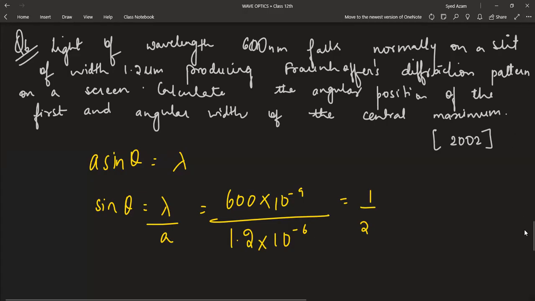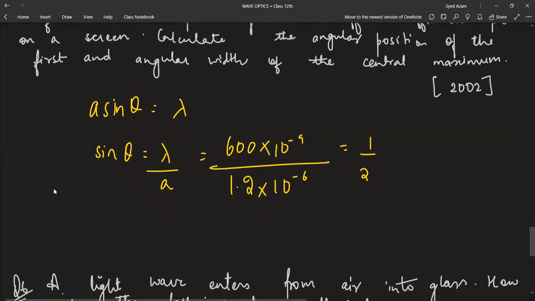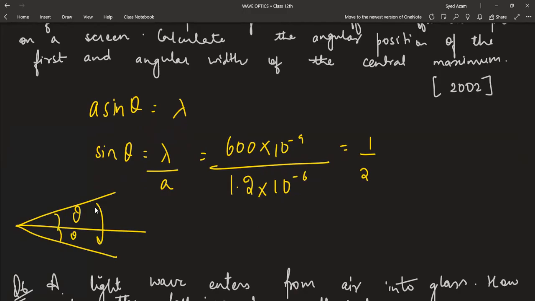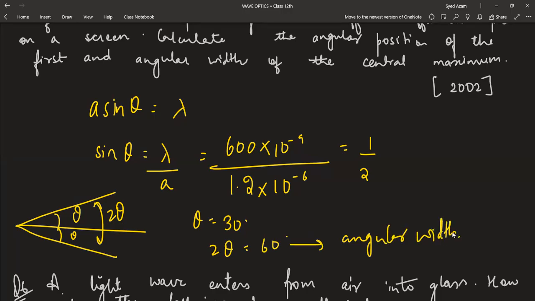Now, when you have to calculate the angular width of the central maxima, if you remember, we did this is theta, this is theta. So total becomes 2 theta. So theta is equal to 30 degrees. 2 theta becomes 60 degrees. So this is actually the angular width, 2 times 30, that is 60 degrees. Write this. Then one last question we will see.